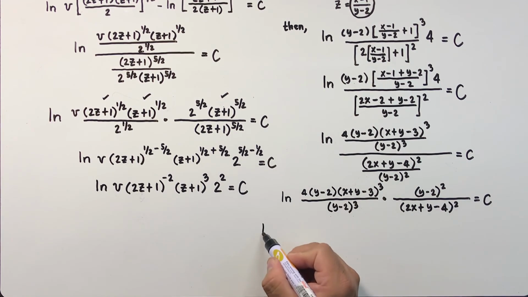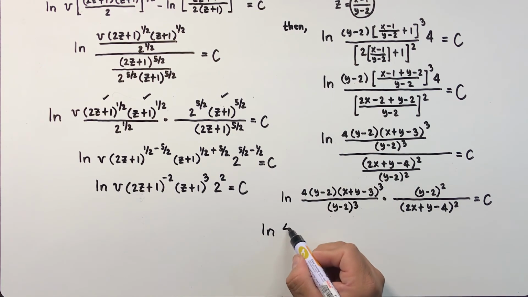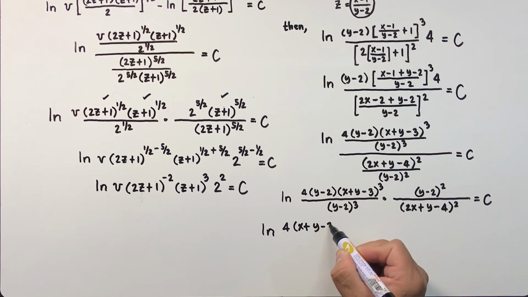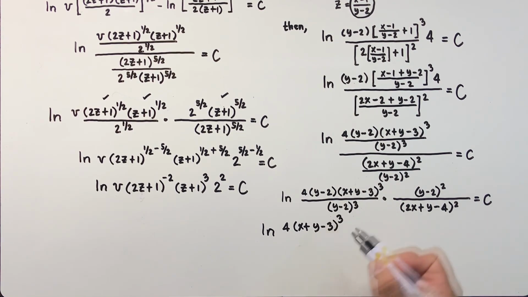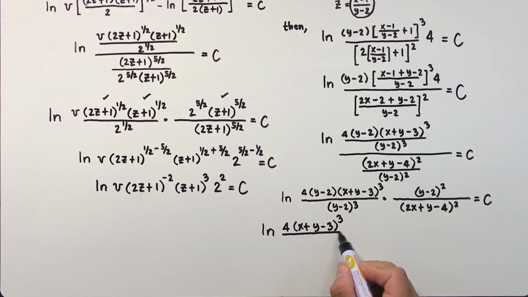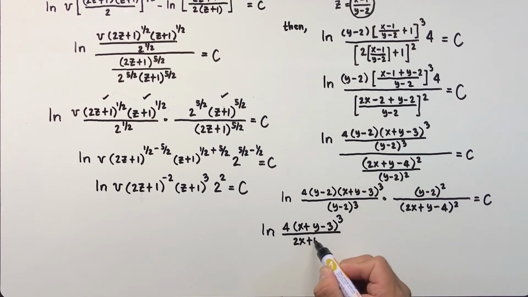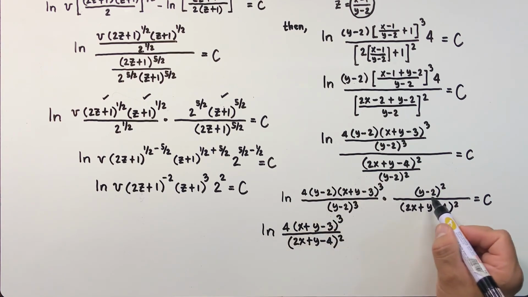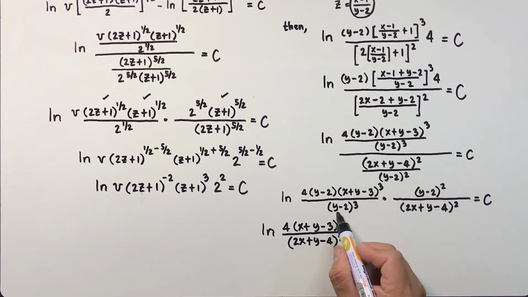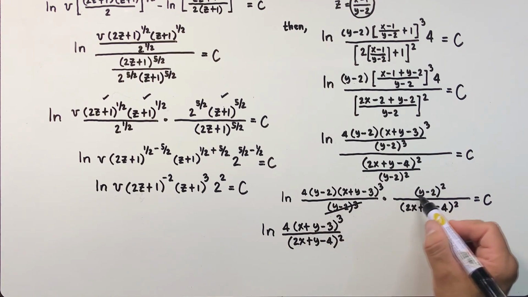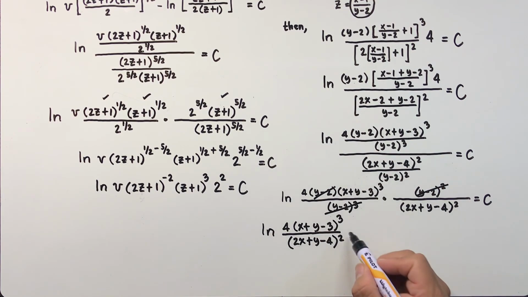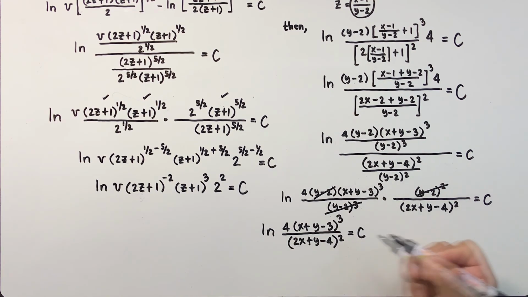Now, simplifying our fraction, we have 4 times x plus y minus 3 to the power of 3 all over 2x plus y minus 4 to the power of 2, because this y minus 2 times y minus 2 quantity squared is the same with this denominator here. So this one cancels with the 2 factors in the numerator. And this is equal to the constant of integration, c.